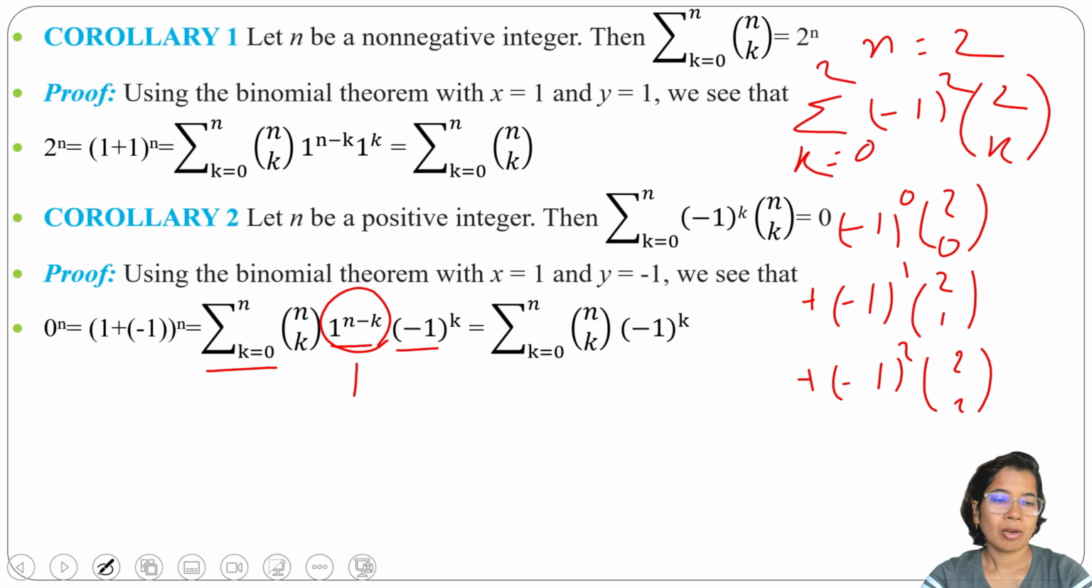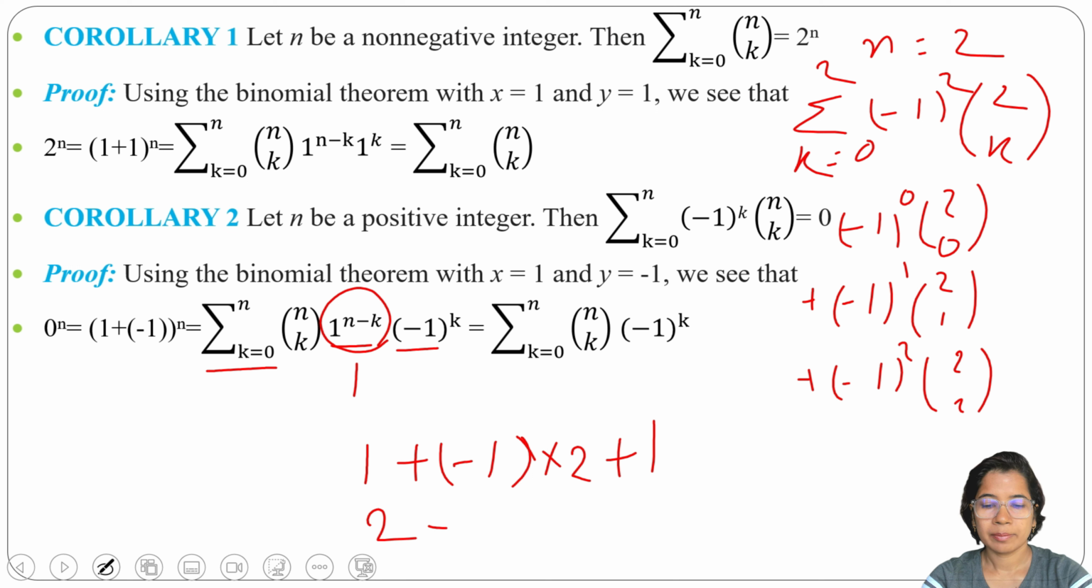C(2, 1) is 2, so minus 1 multiplied by 2. Then (−1)^2 is plus 1, and C(2, 2) is 1, so 1 times 1 is 1. So 1 plus 1 is 2. Then minus 1 multiplied by 2 is minus 2. 2 minus 2 is 0. You take any n value, you'll get this result as 0. So the summation of k equals 0 to n of (−1)^k C(n, k) equals 0.